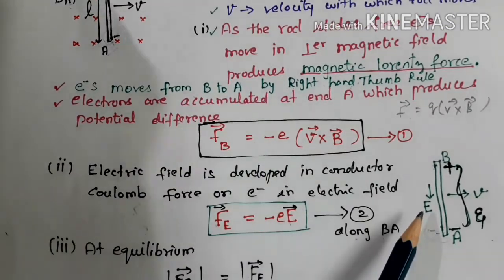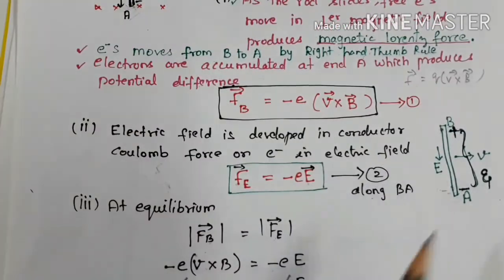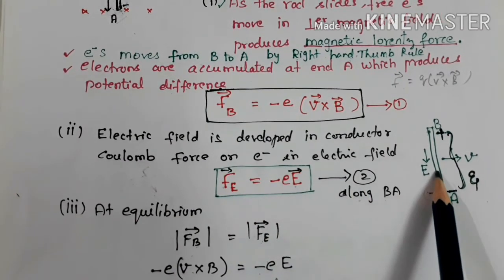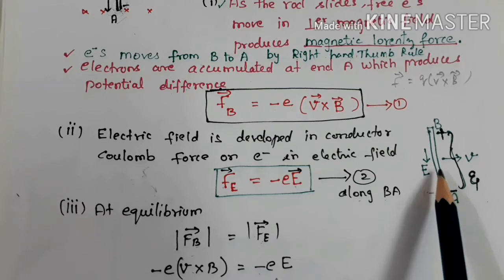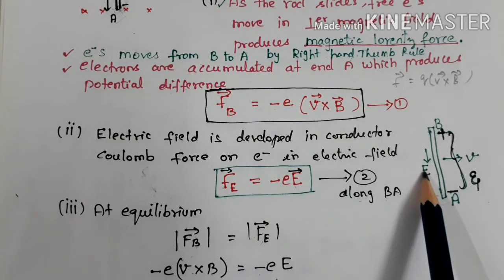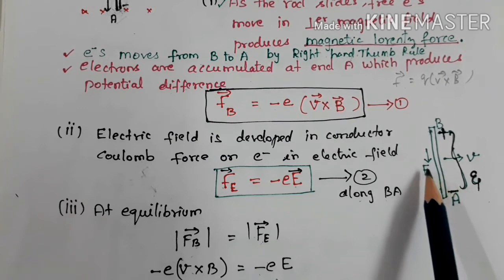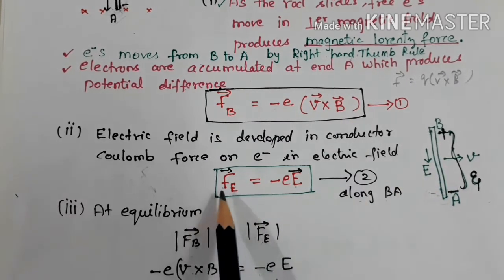Now we will go to the second part of this answer. For that, you know that this rod, which has free electrons, will produce an electric field. The moving charges, free electrons in the electric field, will experience force.